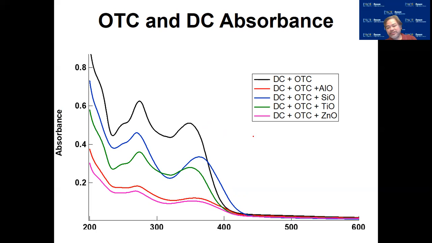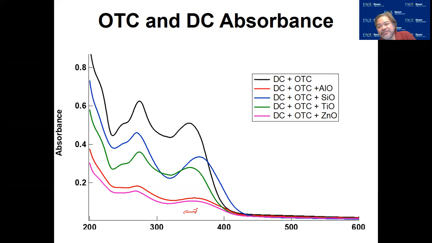So the one that has the most change would still be zinc oxide, followed by aluminum oxide, and then titanium oxide, and then silicon oxide. And there is also, again, the shift in the peaks of the antibiotics that was added with nanomaterials.